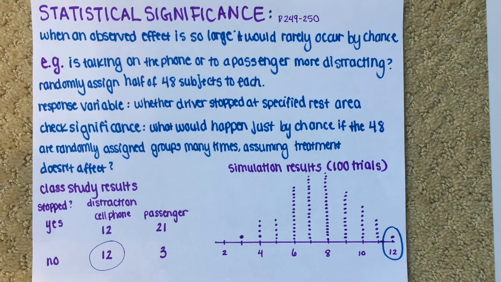At the end of an experiment, you want to evaluate the statistical significance of the results, or whether the observed effect is so large that it would rarely occur by chance. We can look at the example on pages 249 and 250 of our textbook, where they ask, is talking on the phone or to a passenger more distracting?